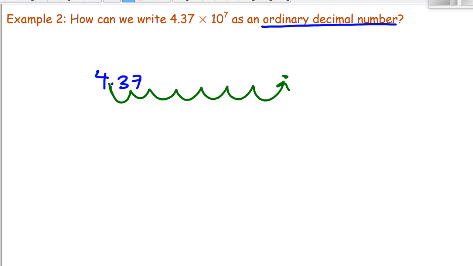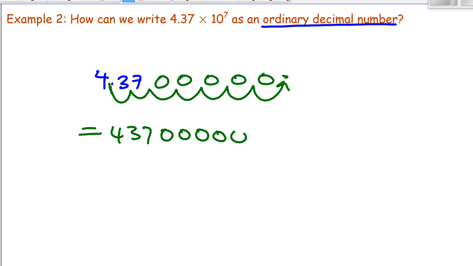So what we have now is all these spaces that we have in between here will become zeros, and our answer will be 43,700,000. Okay.